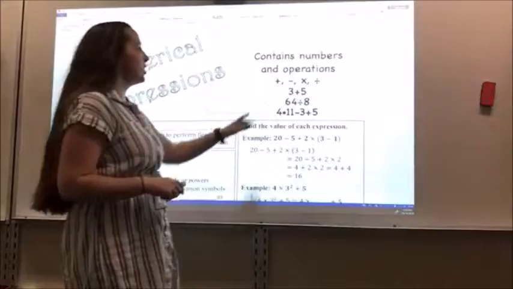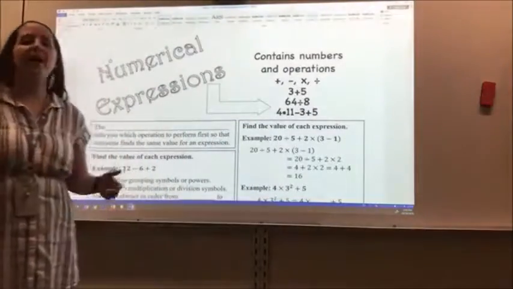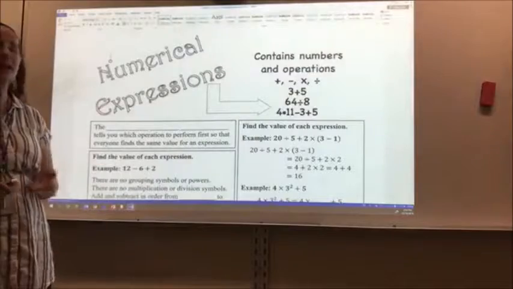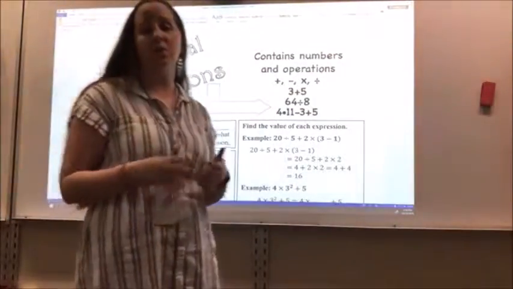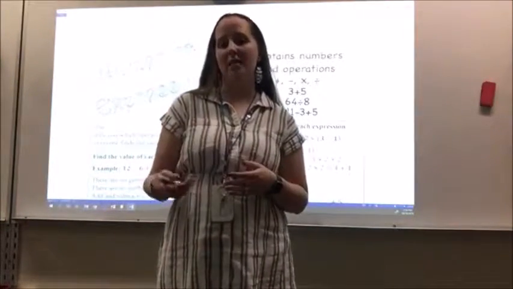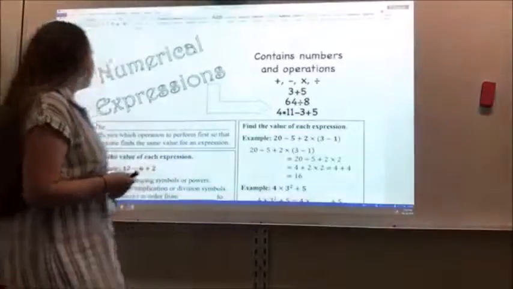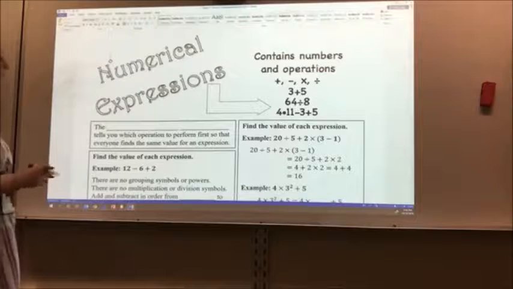Okay? So examples of an expression, 3 plus 5, 64 divided by 8, 4 times 11 minus 3 plus 5. You notice that there are no equal signs to that. As soon as you put an equal sign in, it stops being an expression and becomes an equation. All right? So this first box here, it says the blank, blank, blank tells you which operation to perform first so that everyone finds the same value for an expression. In those blanks, you're going to write order of operations.